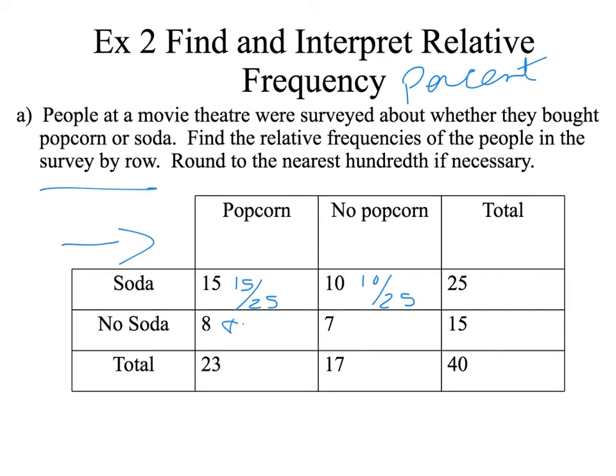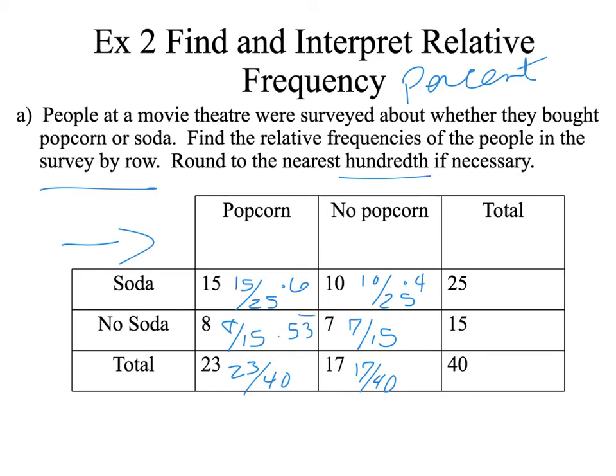We're going to do 8 divided by 15. We're going to do 7 divided by 15. 23 divided by 40. And 17 divided by 40. It asked you to round to the nearest hundredths if necessary, so that would be 2 numbers past your decimal point. So 15 divided by 25, I get 0.6. 10 divided by 25, we get 0.4. 8 divided by 15, I get 0.53 repeating.